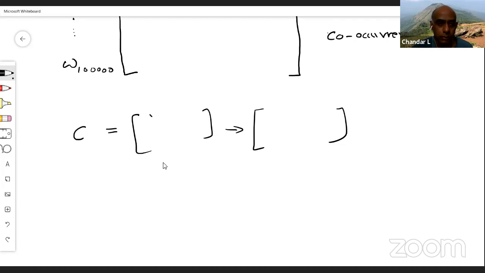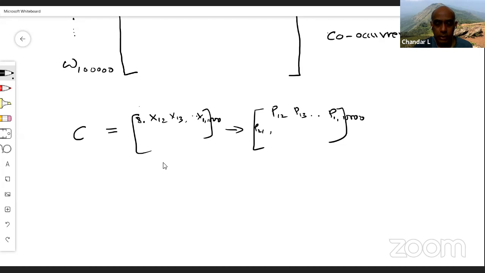So if you remember, I said X12, X13, all the way up to X1 100,000. And of course, the first element is something which doesn't matter because it is the number of times word 1 and word 1 co-occur, which is practically all the time. So what is actually done here is you convert this into a probability matrix, P12, P13, all the way up to P1 100,000.